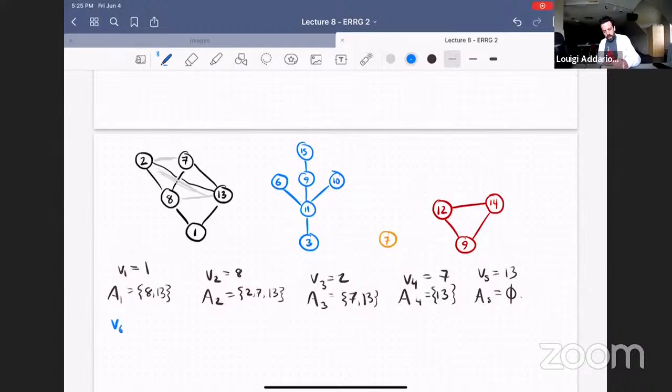So what do we do when the active set is empty? We take the smallest label from the rest of the graph. In that case, that's the label 3, and that's where we start our search. Okay, so V6 will be 3, and then A6 is we explore the neighbors of 3. So that's just the set 11, and then we'll go from there.